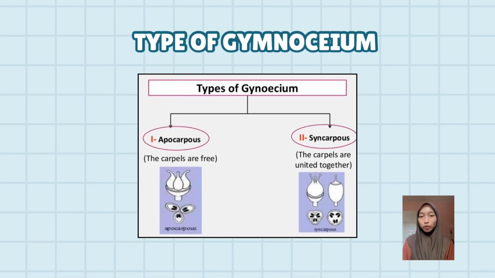Now, let's move to the types of gynoecium. In flower morphology, we have two types of gynoecium, which are apocarpous and syncarpous. Apocarpous is a gynoecium that consists of two or more carpels that are free and not attached together. While syncarpous gynoecium consists of two or more carpels and all carpels are attached together.